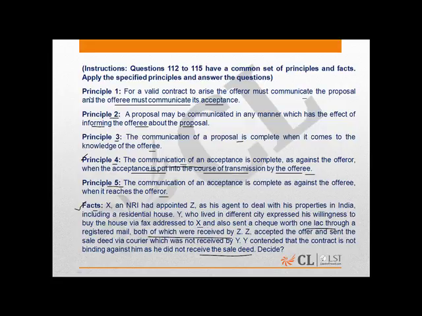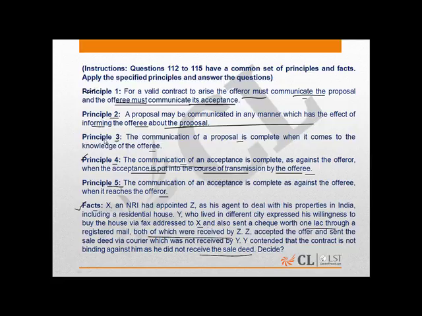In this question, principle 1 explains to us that for a valid contract to arise, the offerer must communicate the proposal. That is the important essential. That is, the offerer must communicate the proposal and the offeree must communicate its acceptance, right? Now, principle 2 explains to us that a proposal may be communicated in any manner which has the effect of informing the offeree about the proposal.